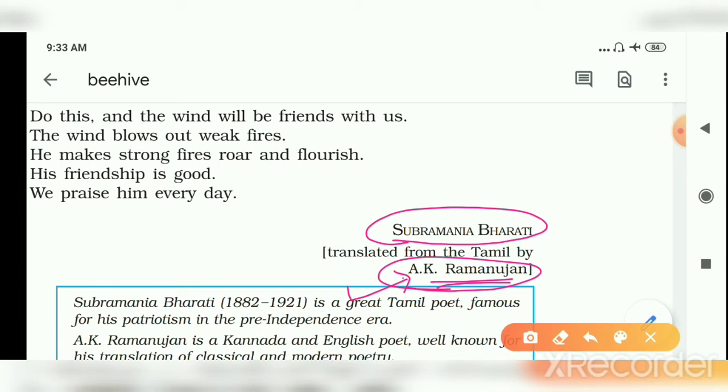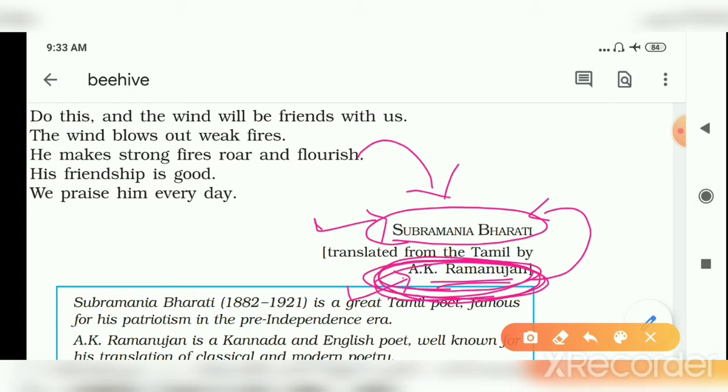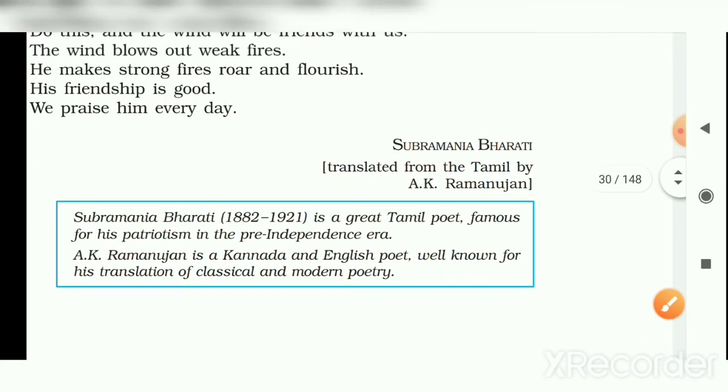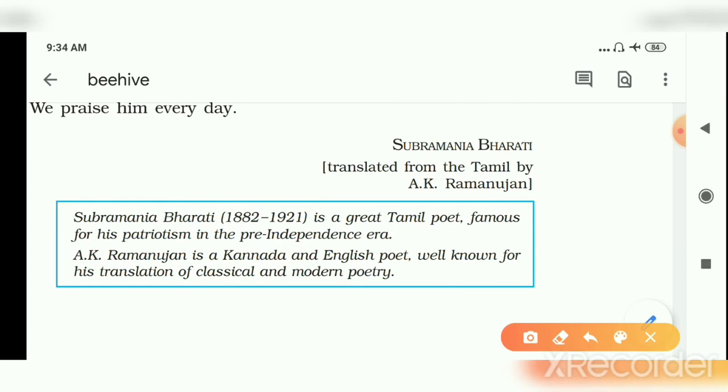And from his poem, Subramanya Bharati translated his poem into English. So that English version is written by Subramanya Bharati, but the real poet of this poem is A.K. Ramanujan. This thing you will keep in your mind. Even here also, a small introduction is there for A.K. Ramanujan and Subramanya Bharati.